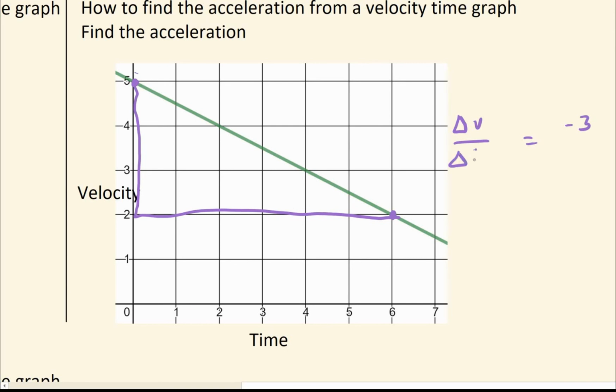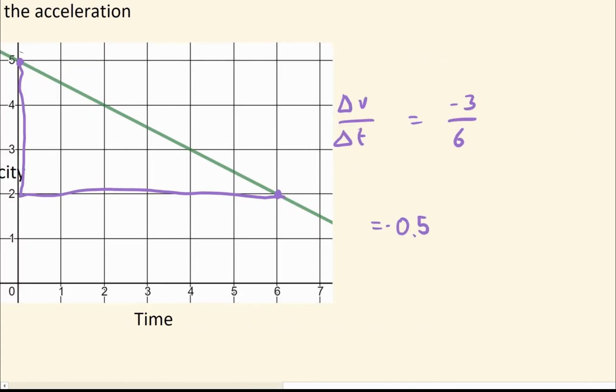My change in time has gone up 6 seconds. So here the acceleration is minus 0.5. Because velocity has gone down, you want a negative acceleration, also called a deceleration. So it's minus 0.5 meters per second squared.